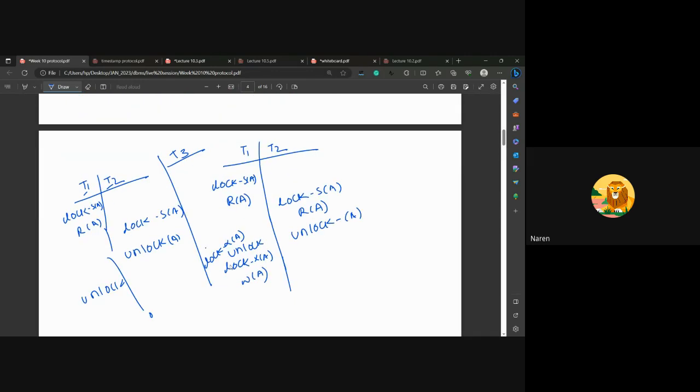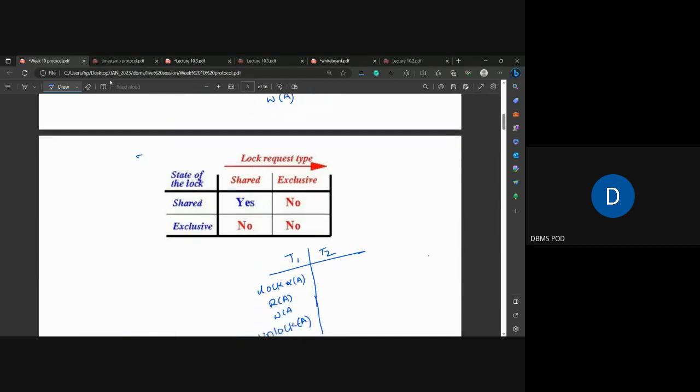Now, let me give one example. Just an observation for clarity, sir: on any data item, if any lock is there, whether it is an exclusive lock or a shared lock, in any of the transactions, all the locks have to be unlocked first. Then only we can use an exclusive lock. Is the statement correct? Yes, correct. You can see the lock matrix also. Only shared lock can be shared. Other than that, no lock can be shared.